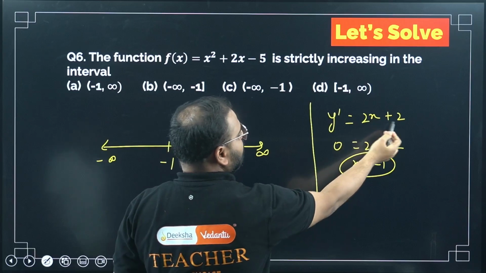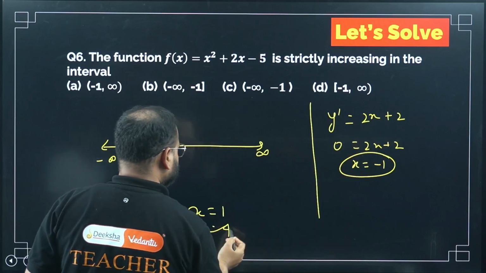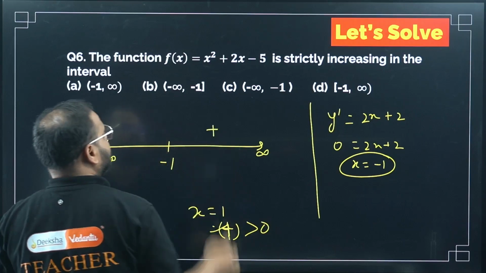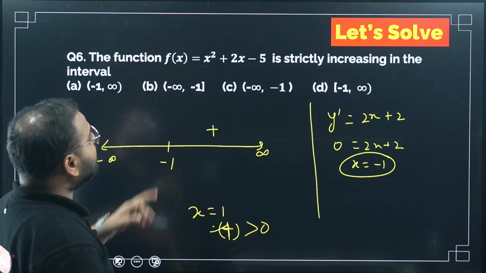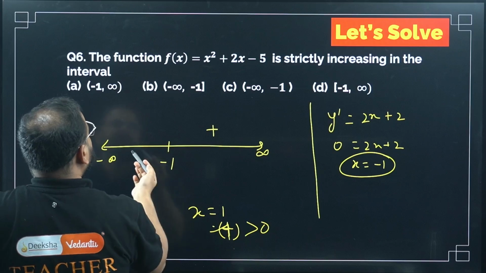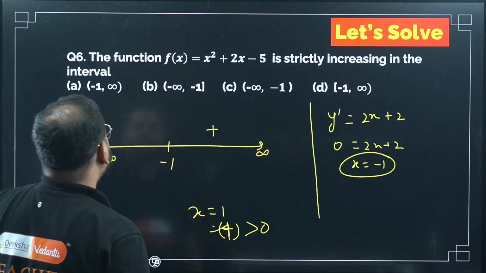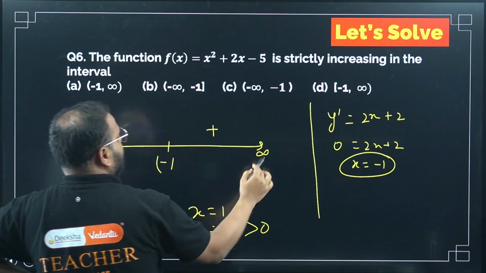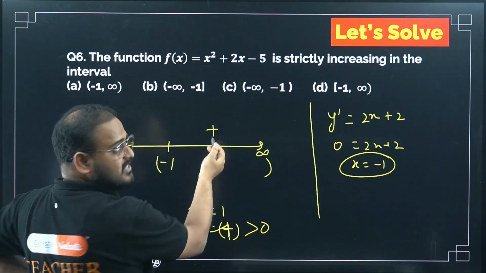So 1 plus 2, how much is that? 4. So this will be positive, right? This will be positive only, no? So greater than 0 means positive here. What is this? We are looking for the increasing part. Increasing part means from here to here. Positive means increasing part.